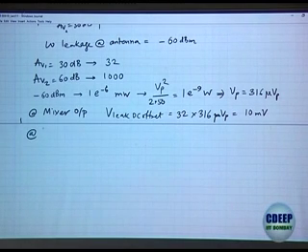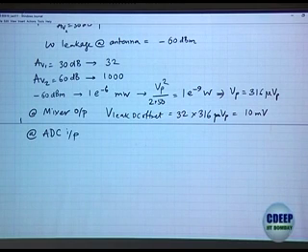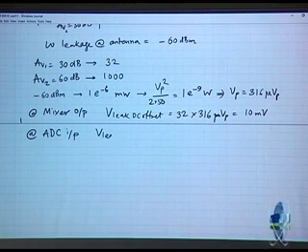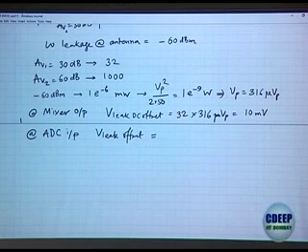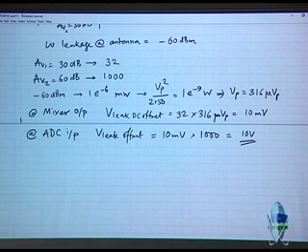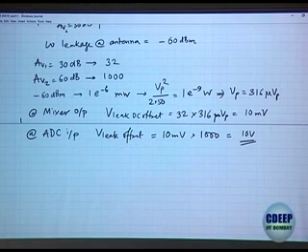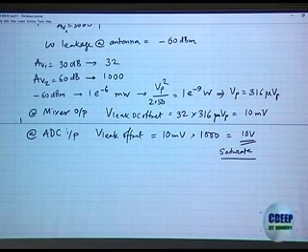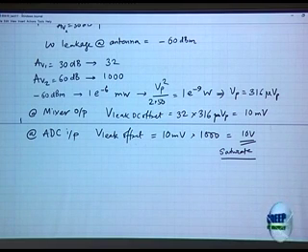And at the ADC input, what do we see? The offset is equal to 10 millivolts times 1000, which gives you 10 volts, right? Would you get 10 volts? No, you will not. It will saturate because your supply voltage will be like 1 volt or so. Somewhere in the middle you will get saturated, and then it will look like a digital circuit at that point. Okay, so you can see how important this DC offset issue is.